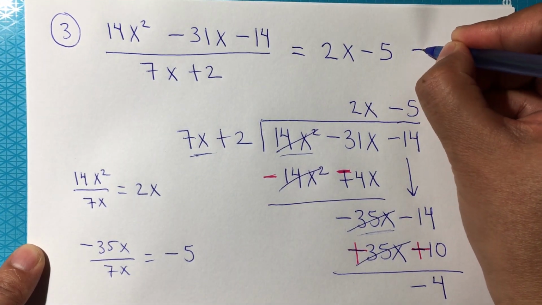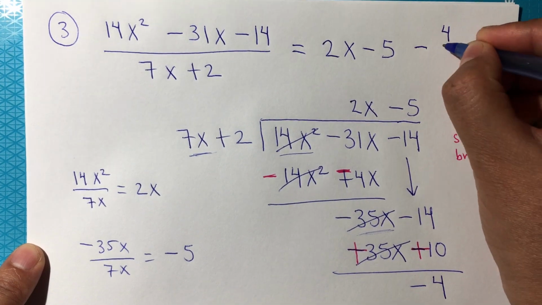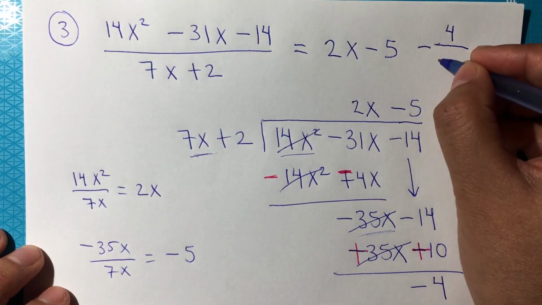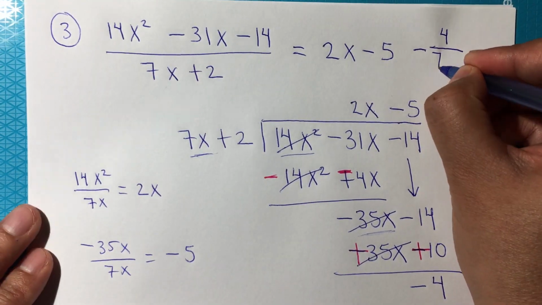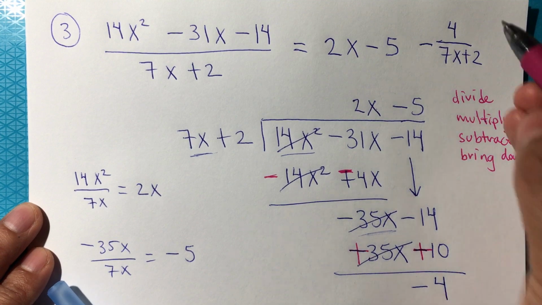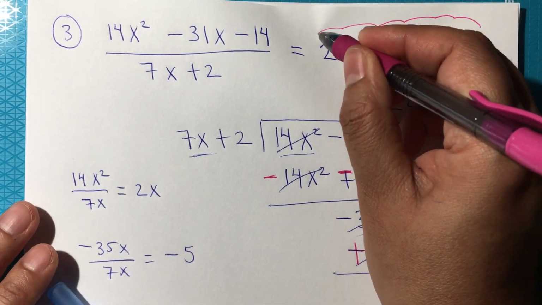So I just put minus the 4 above my fraction and just put this divisor, which is the same, 7x plus 2. And that will be my answer with the remainder.